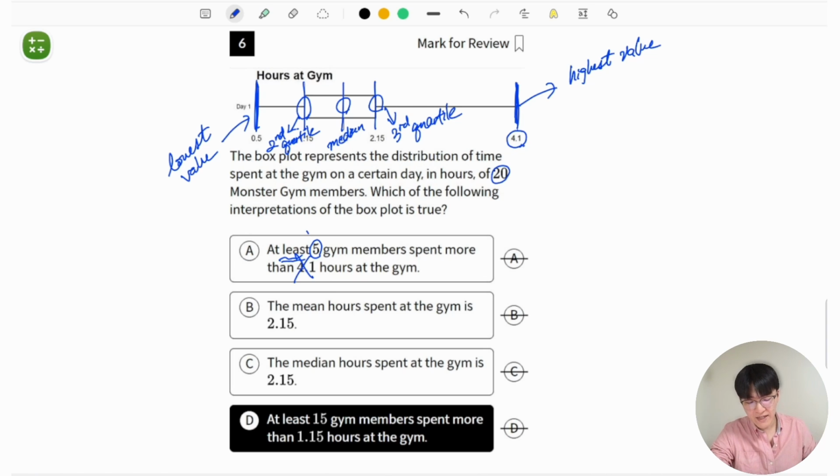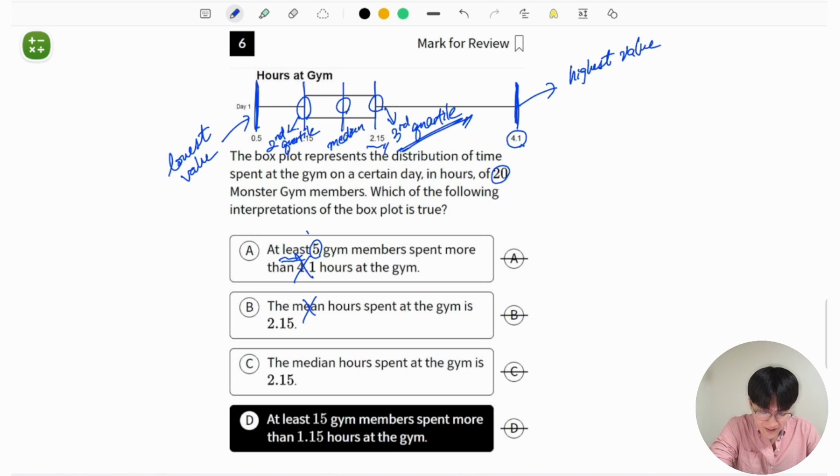Answer choice B, the mean hours spent at the gym is 2.15. Now we have to understand, 2.15 is representative of what? The third quartile, and that is not the mean. From the box plot, we cannot know the value of the mean. We only know the median.